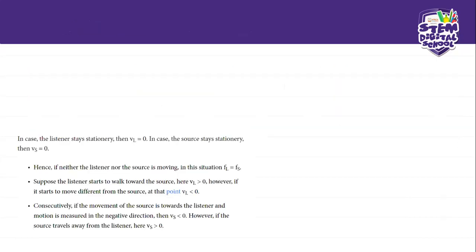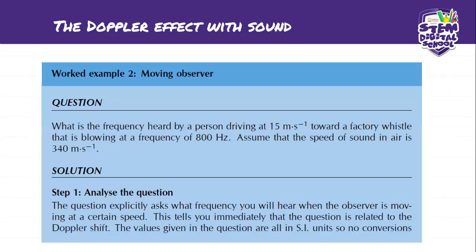Okay. So now we move to the Doppler effect with sound. Here is an example that we can look at. It says here, what is the frequency heard by a person driving at 15 meters per second towards a factory whistle that is blowing at a frequency of 800 hertz. Assume the speed of sound in air is 340 meters per second.